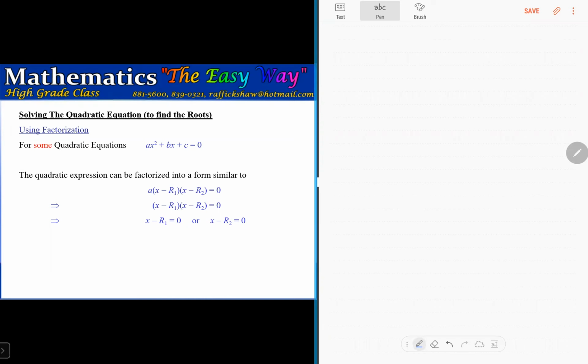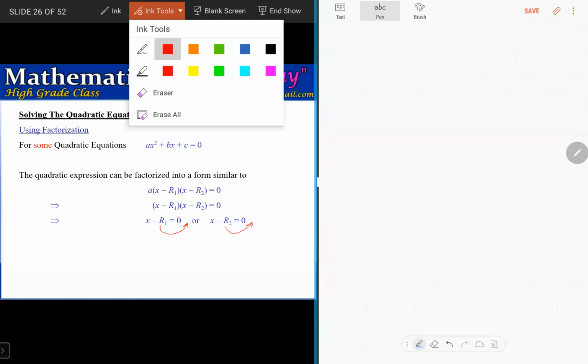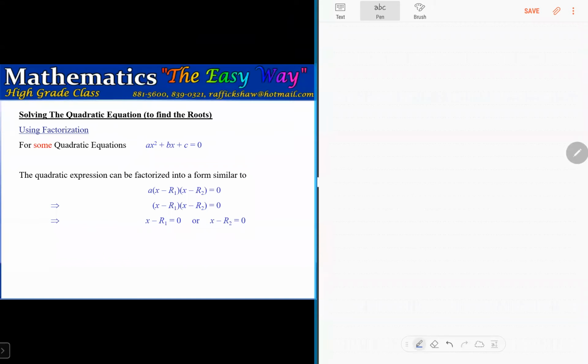And now, if x minus r1 equals 0, you just transpose the minus r1 over to this side, and so x will be equal to r1. And if x minus r2 equals 0, then you transfer the r2 over onto this side, and x would then be equal to r2. That's the theory behind it. We're going to actually work it, right? So that is how we get the two roots. All right. So the two roots will be x equals r1 or x equals r2. That's the theoretical aspect of it.